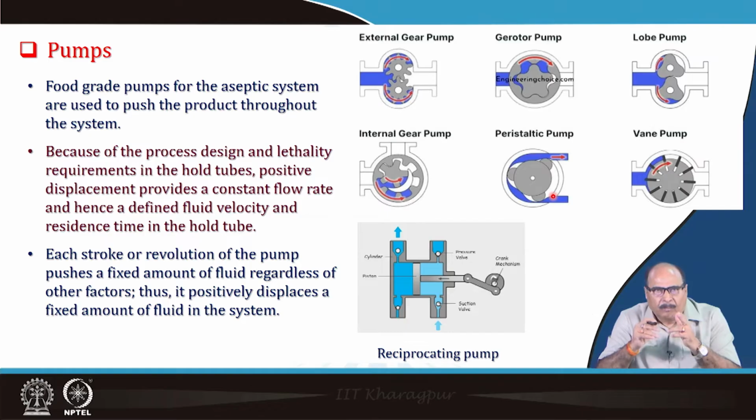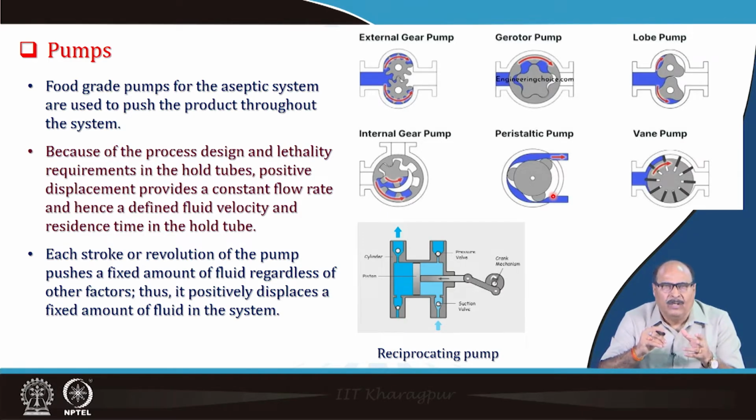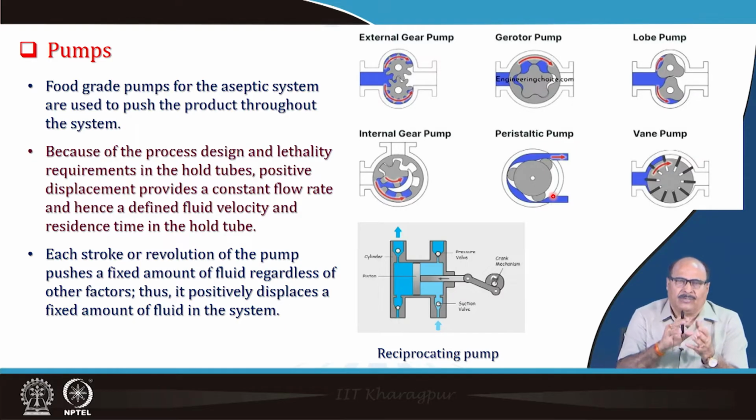of the process design and lethality requirements in the hold tube, generally positive displacement provides a constant flow rate and hence a defined fluid velocity and residence time in the hold tube. So, generally positive displacement pumps are used in this case, so that you can get a proper residence time, and the calculated temperature etc. is properly maintained, okay, and you get a proper flow rate.